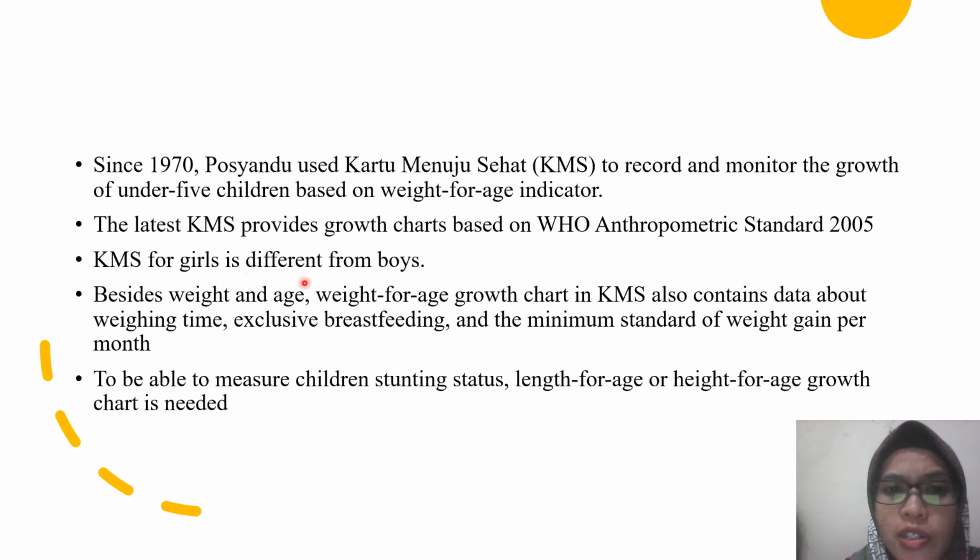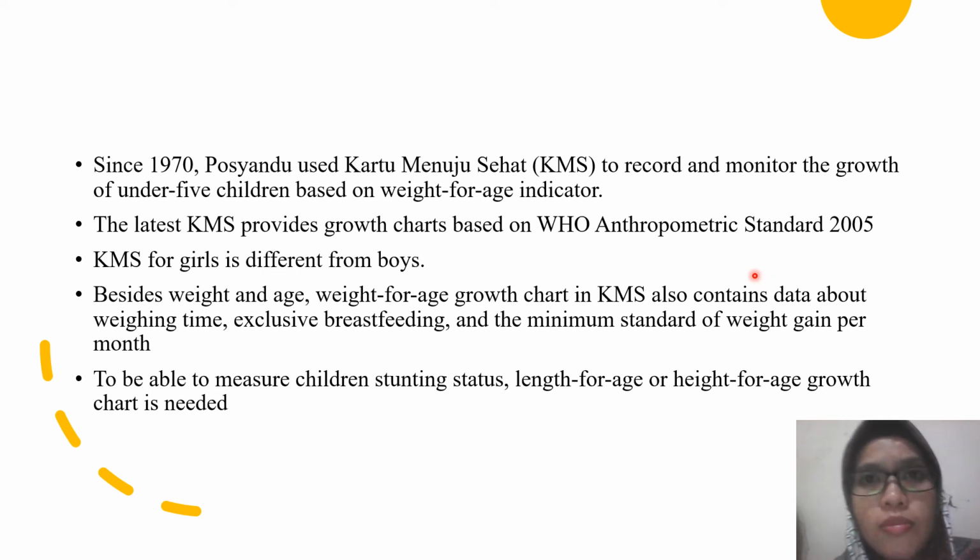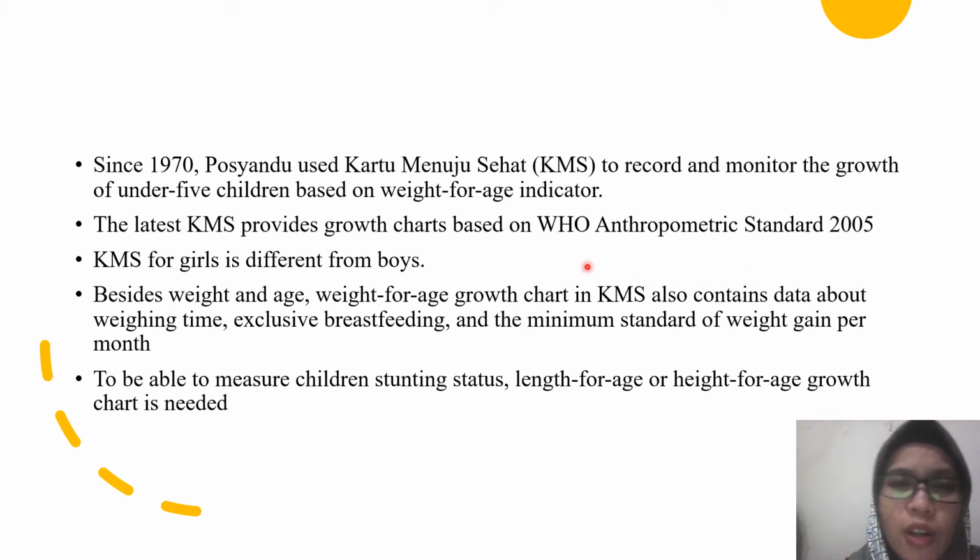KMS for girls is different from boys. The latest KMS provides a growth chart based on the WHO Anthropometric Standard 2005. It can be seen from the color of KMS, where the KMS for boys is blue with the description for boys, and the KMS for girls is pink with the description for girls.